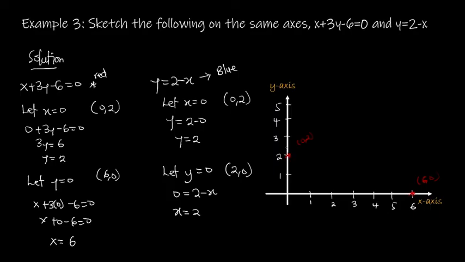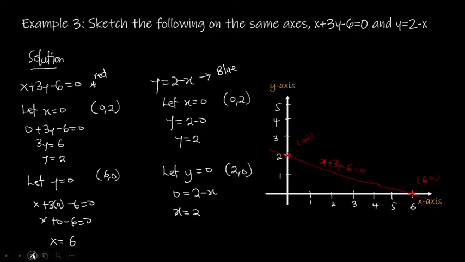So these become my two points, and then I can now draw a straight line connecting the two of them. So something like this. Okay, so now that I have this, I can now write my equation on it. So this will be x plus 3y minus 6 is equal to 0.